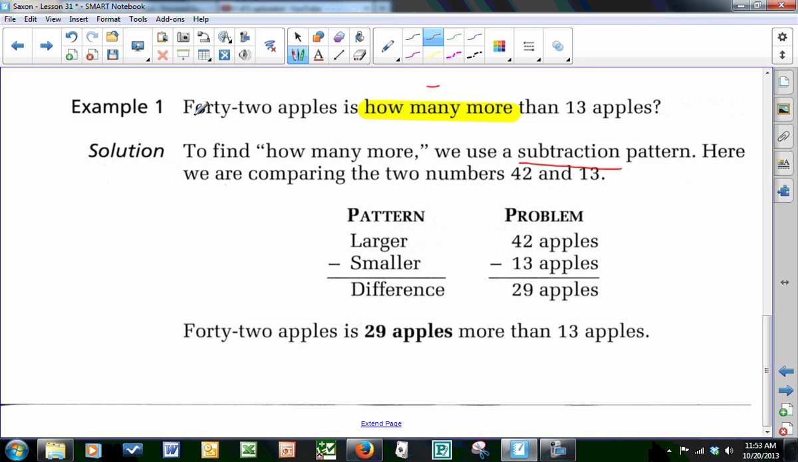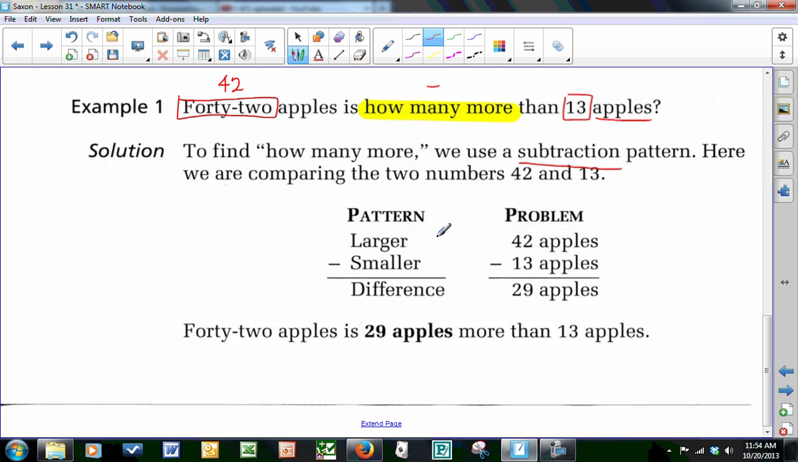Now let's look at the information. We have 42 apples. Notice it is written in word format. 42, so make sure you read it carefully. Sometimes people will read this and say 52 or 14, and then you're guaranteed to get the problem wrong. So you have to do careful, real reading. 42 apples, and we're going to compare it to 13 apples. Notice here they wrote it in digit form, and the label will be apples.